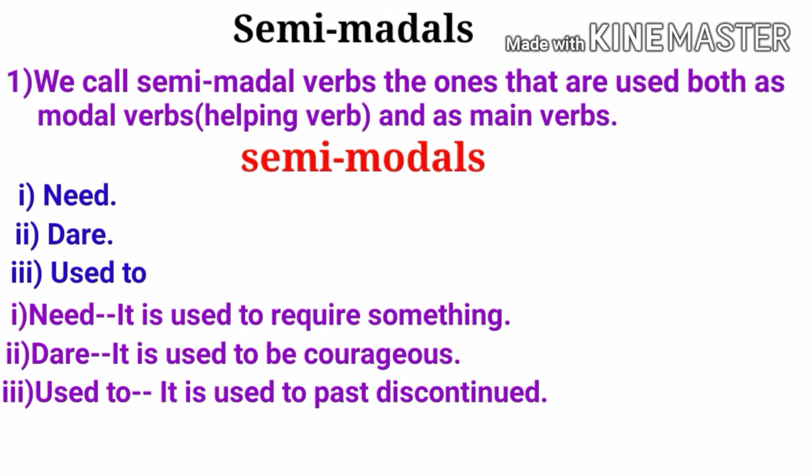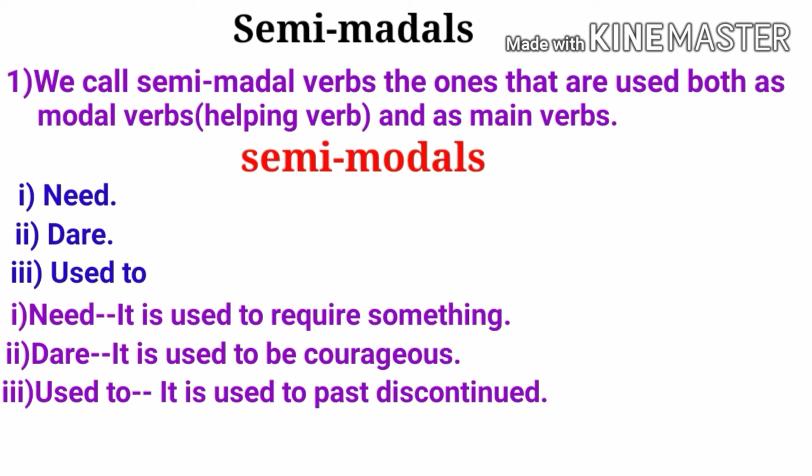So let's see what is need. Need is used to require something, and the second one is dare, which is used to be courageous, and the third one is used to. It's used for a discontinued past, that means it represents only a past habit. So these are the examples of semi modals. My dear friends, let's move on to the next page.